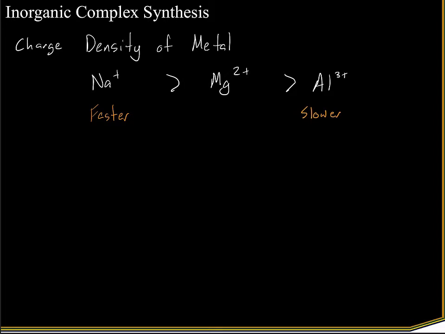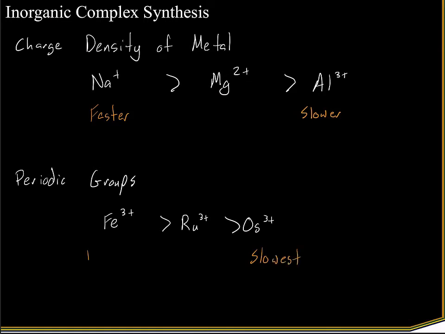The other thing to focus on is the periodic groups. As we move down the periodic table, there's more covalency in our bonds, so the electrons are being shared between our ligand and our transition metal a little bit better, and this leads to slower reaction rates. So if we were going to look at the relationship between iron 3 plus, ruthenium 3 plus, and osmium 3 plus, we would find that the osmium would be the slowest because it's further down on the periodic table, and the iron would be the fastest here.